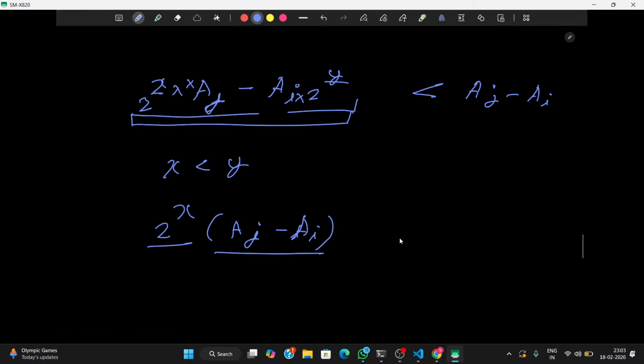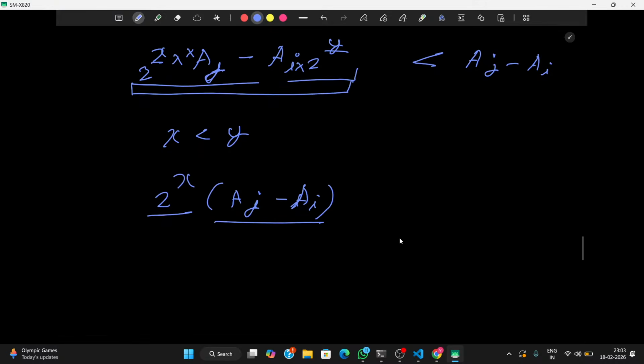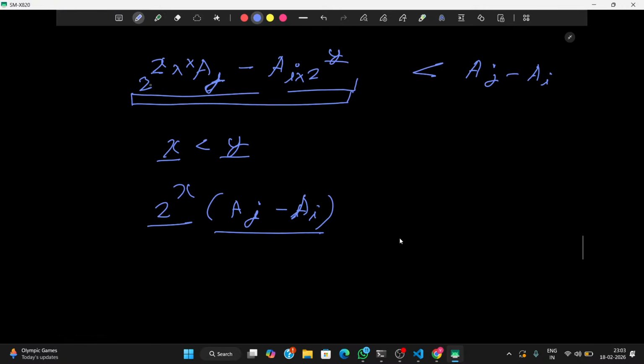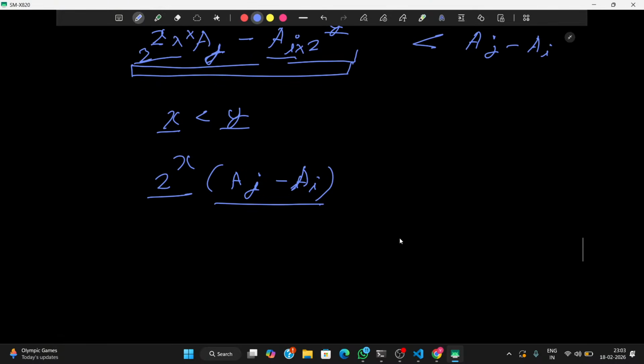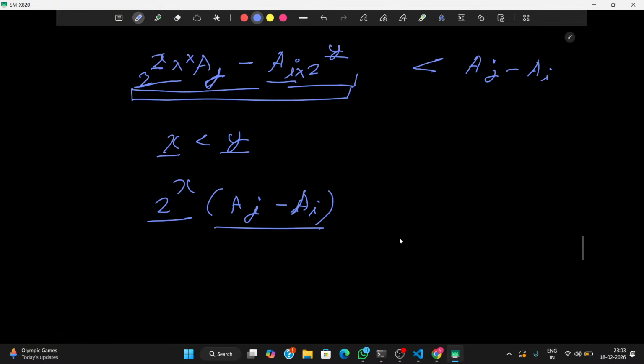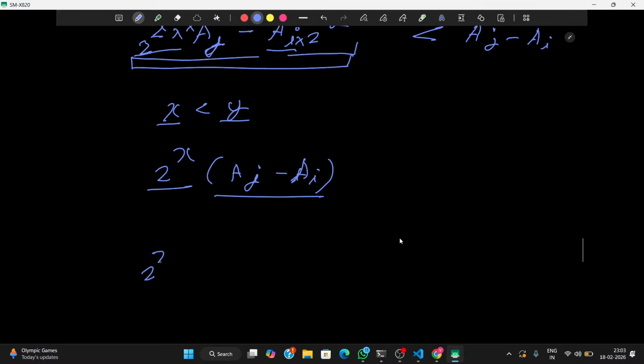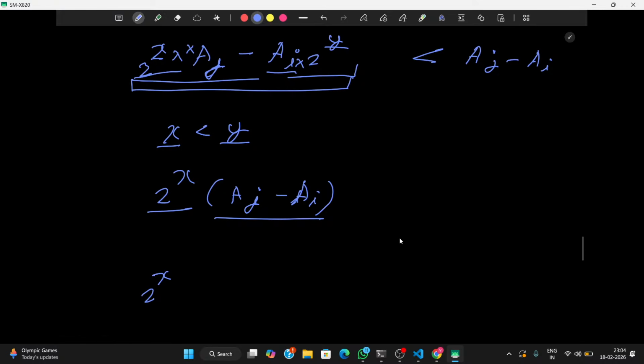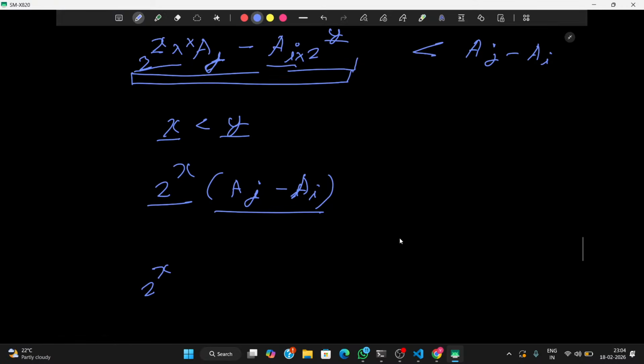Okay, so what if we take some x that is less than y and we multiply 2 raised to the power x to AJ and 2 raised to the power y to AI? This we can do, right? But the thing is that if you assume that you took 2 raised to the power x common, this is 2 raised to the power x into AJ minus AI into 2 raised to the power y minus x. This thing is less than or equal to AJ minus AI.